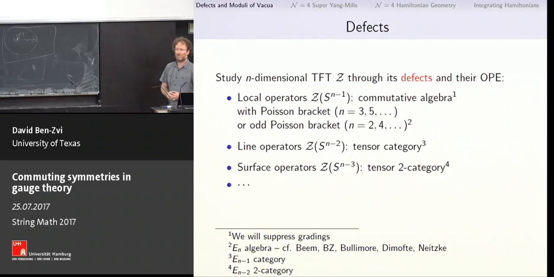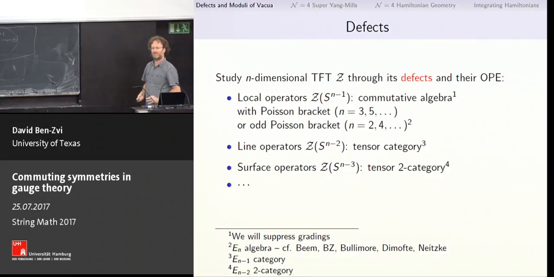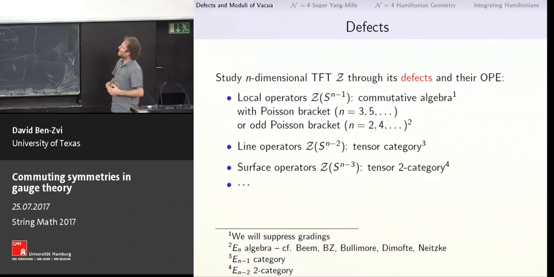So these algebras of local operators are always, in dimensions 2 and above, Poisson algebras. Or more precisely, in odd dimensions they're going to be even Poisson algebras, usual Poisson algebras. In dimensions 2 and 4, they'll give you odd Poisson brackets. So I'm going to consistently ignore Z gradings. I'm just going to try to keep track of even and odd. Okay? So that's the kind of structure one sees on local operators.